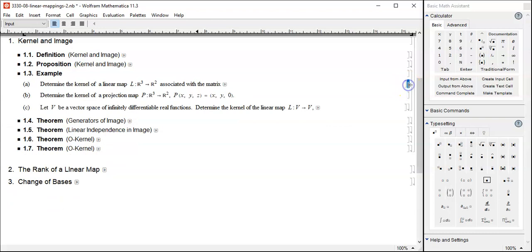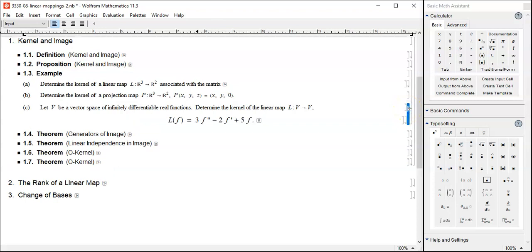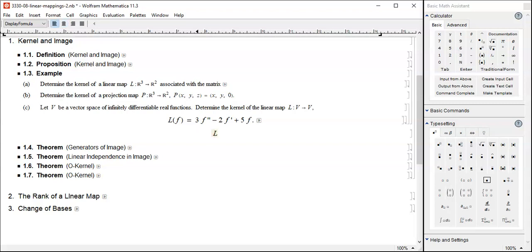How about the next example here? Let V be a vector space of infinitely differentiable real functions. Oh my, there's no matrix expression, so it's going to be a hard one. Determine the kernel of the linear map L from V to V, where, oh, this is going to be a differential equation. So L of f is equal to this, is equal to the zero vector. What do you mean by that?